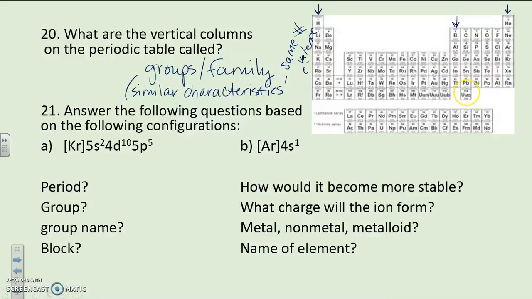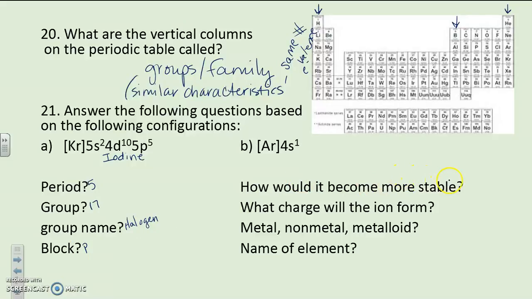All right, answer the following questions based on the following configurations. For this one right here, for 5p5, that would be iodine. That's the one that we're looking at. It is iodine. It is in period 5. It is in group 17. It's in the halogens. And when it says block, that's what sublevel it is in: s, p, d, or f. It's in the p sublevel.